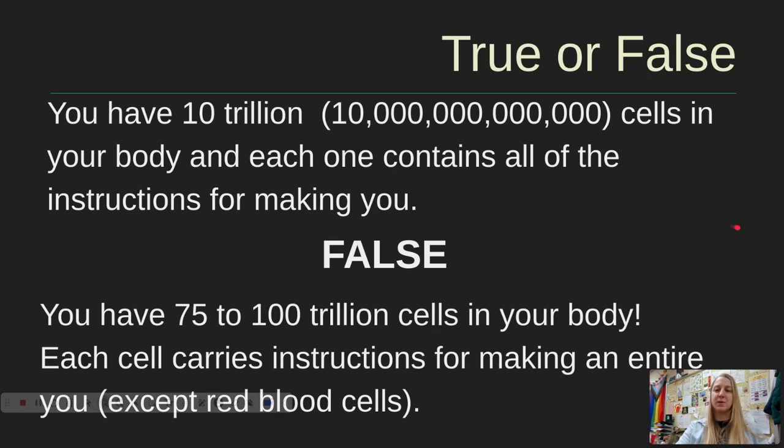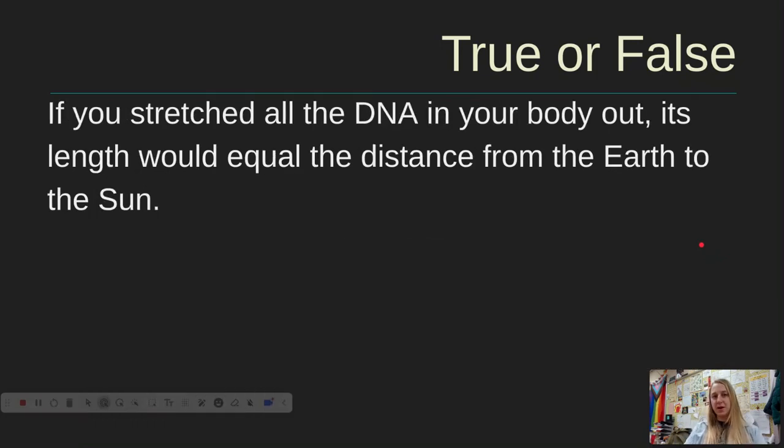We're not going to get into that, but every single other cell in your body has all the instructions for making you. So if I take a cell out of your face, it has instructions for how to make your stomach. If I take a cell out of your foot, it has instructions for how to make your ear. So all of our cells have all the instructions, which is pretty neat.